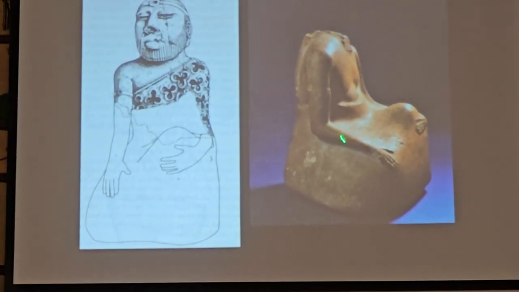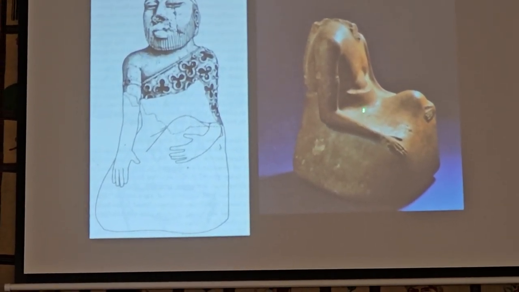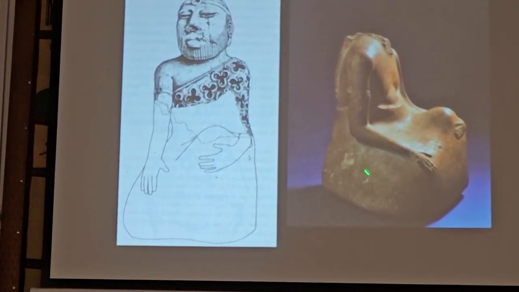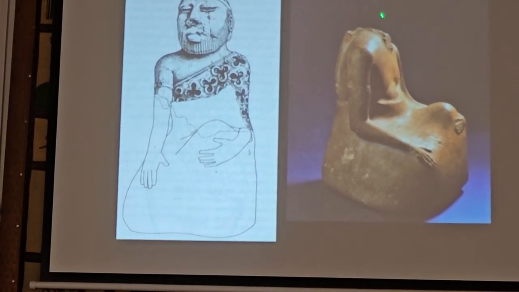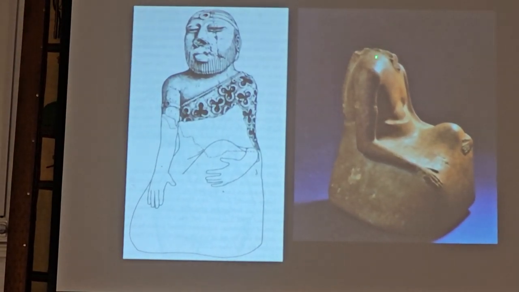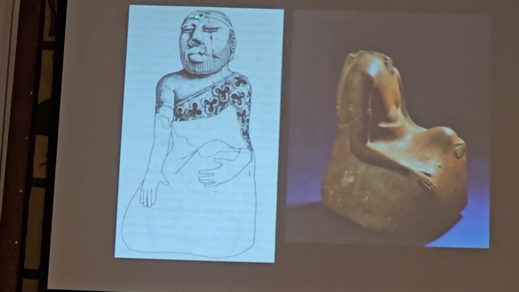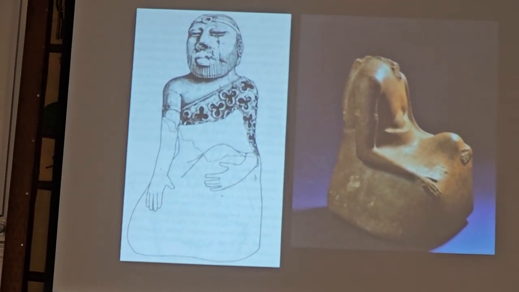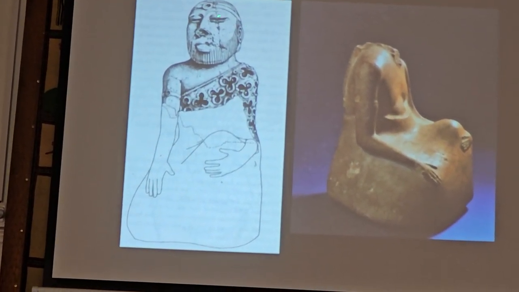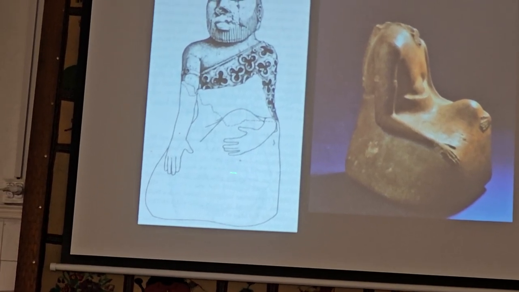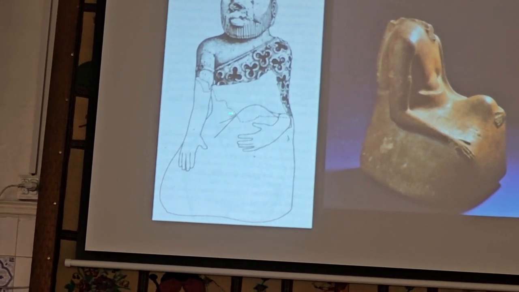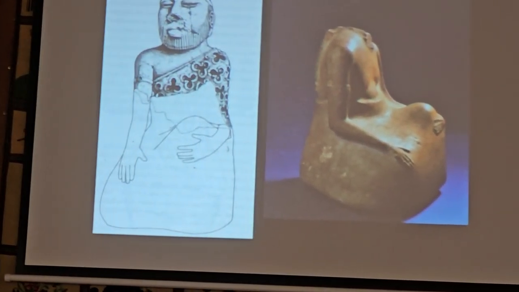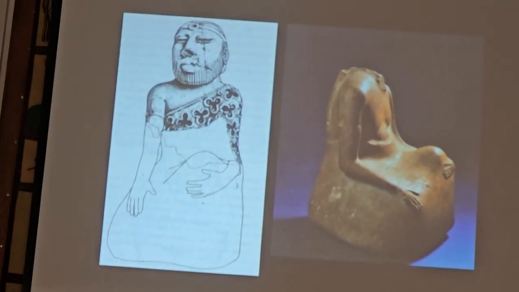If you look at this figure, this is also a figure in stone, and it is also wearing a lower garment and upper garment, but unfortunately the head is missing. So this is only a head and a bust. The scholars presume that this figure also would have had a lower portion like this. It would have been shown in a seated position like this person. Anyhow, this is just a hypothetical reconstruction.